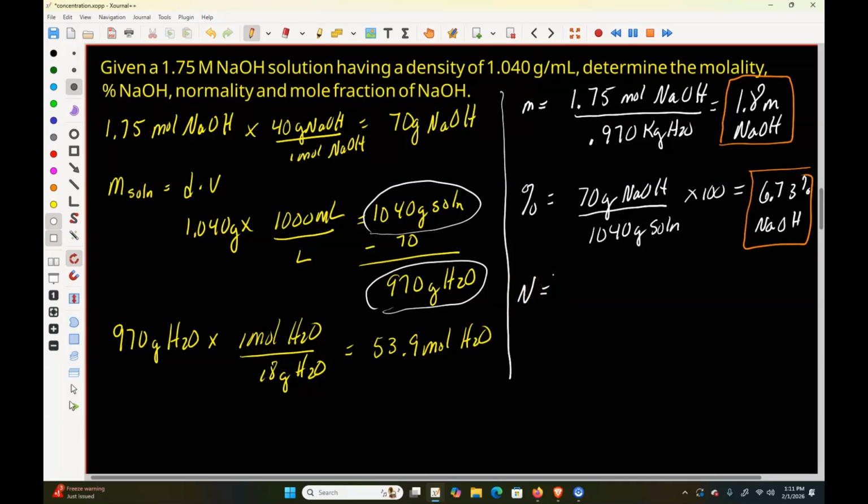For the normality, it's the number of equivalents. Sodium hydroxide has one equivalent. So therefore, N is going to be equal to M. So therefore, it's going to be 1.75 normal sodium hydroxide.